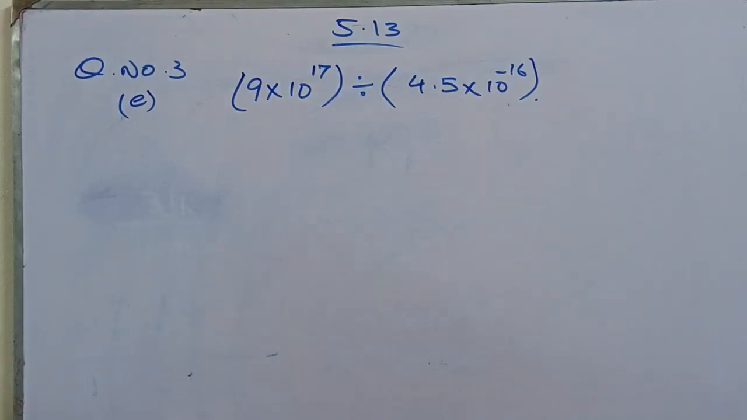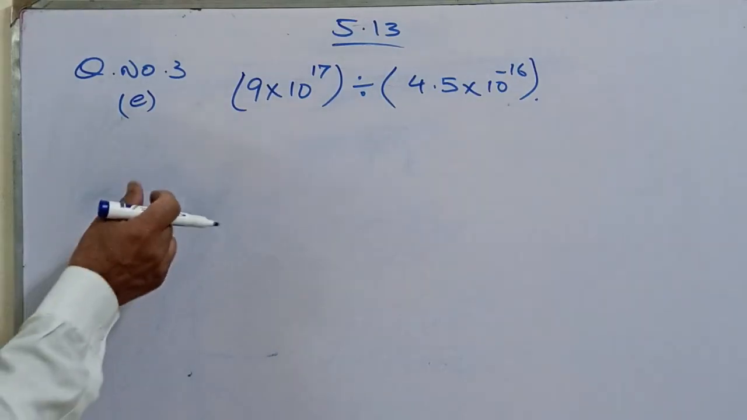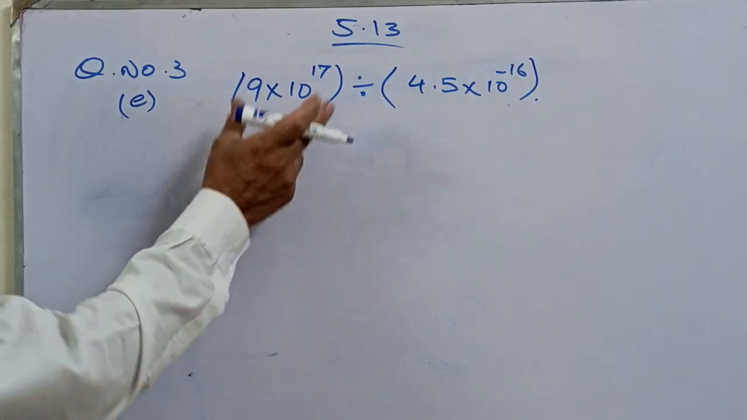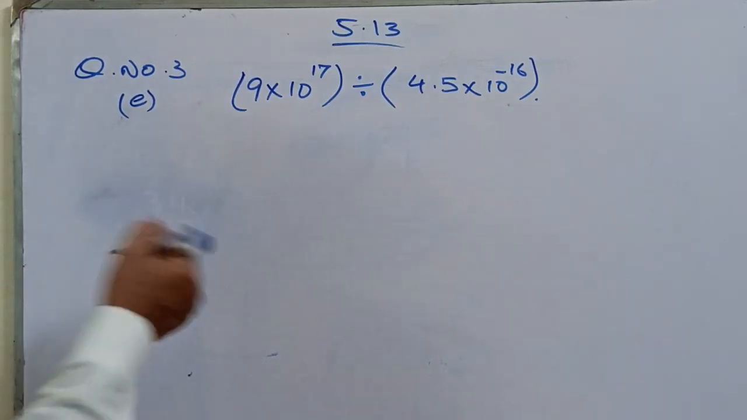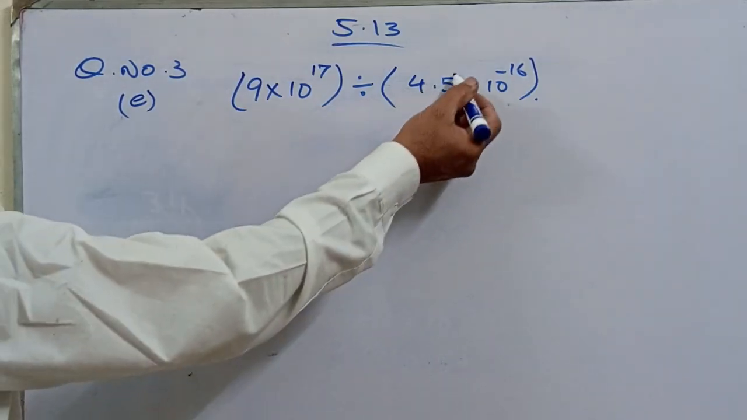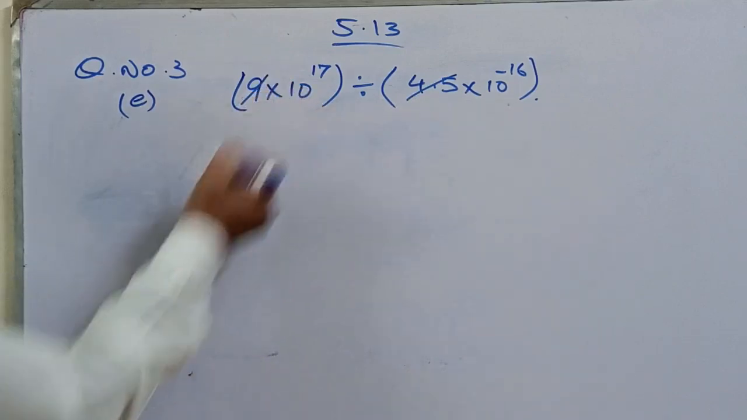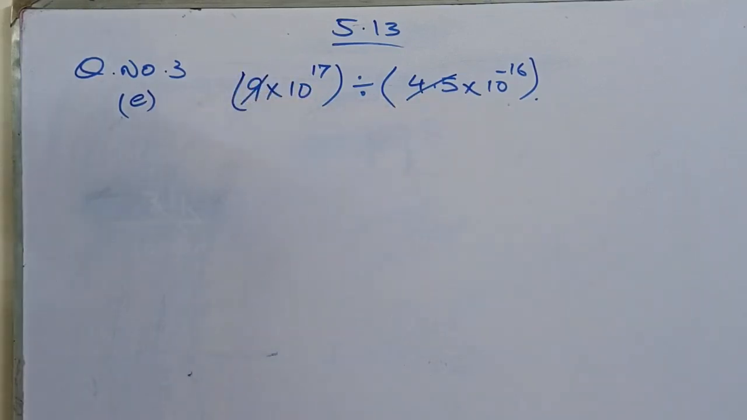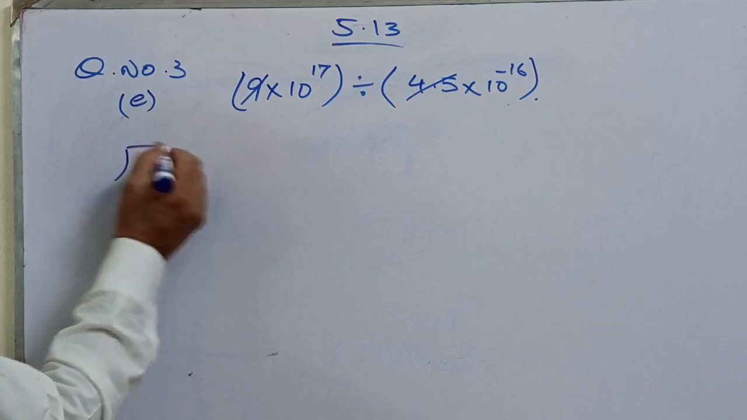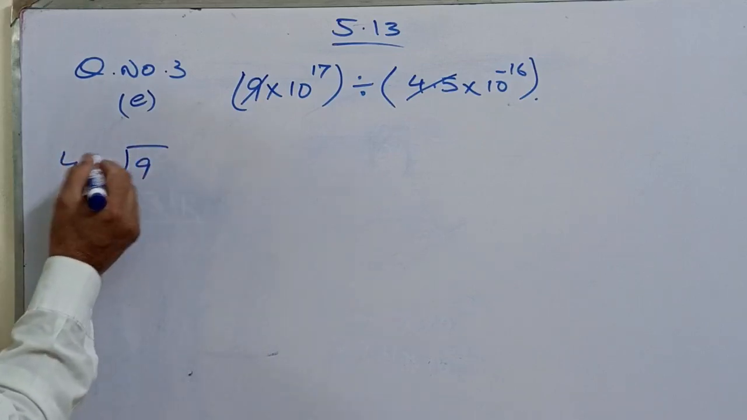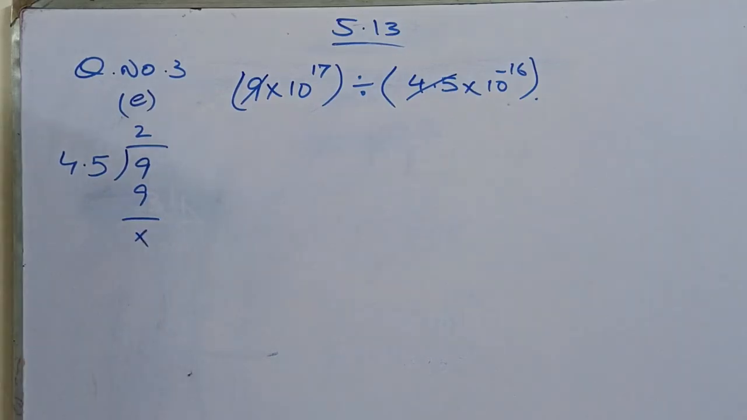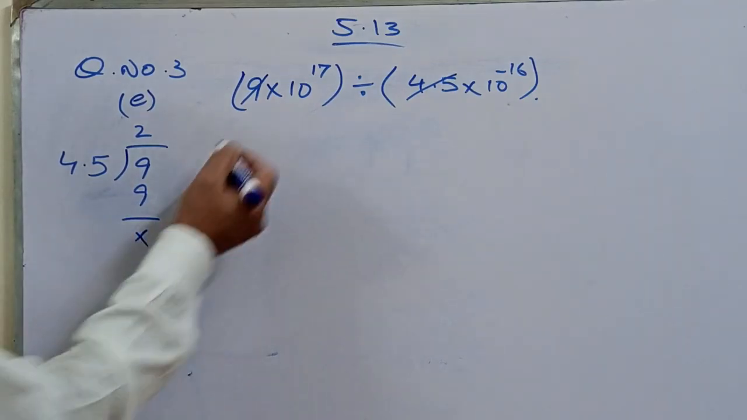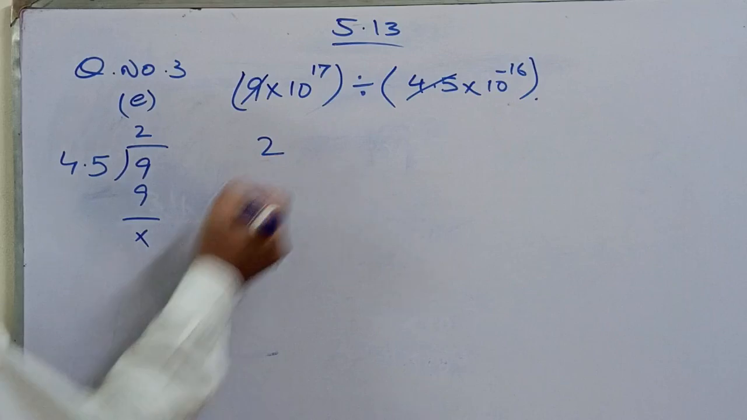So dear students, you see that this is the numerator and this is the denominator, because there is a sign of division in between them. So what will we do? We'll just cancel 9 with 4.5. How? Just see it like this: 2 times 4.5 is 9 and nothing has been left. So here it has come 2.